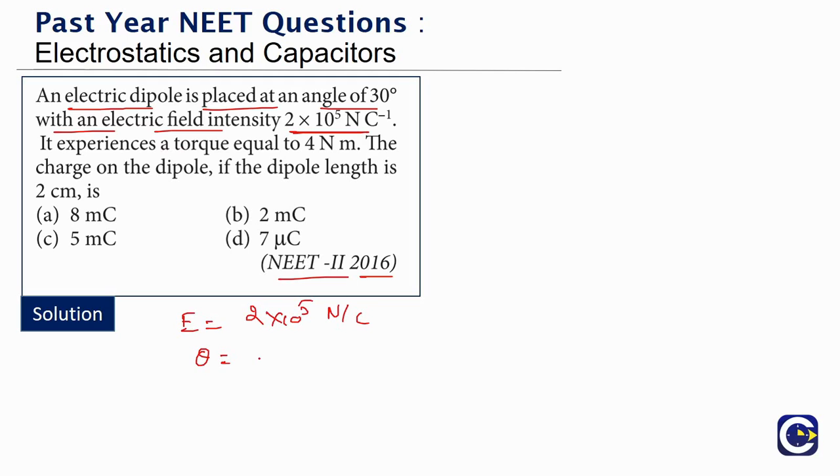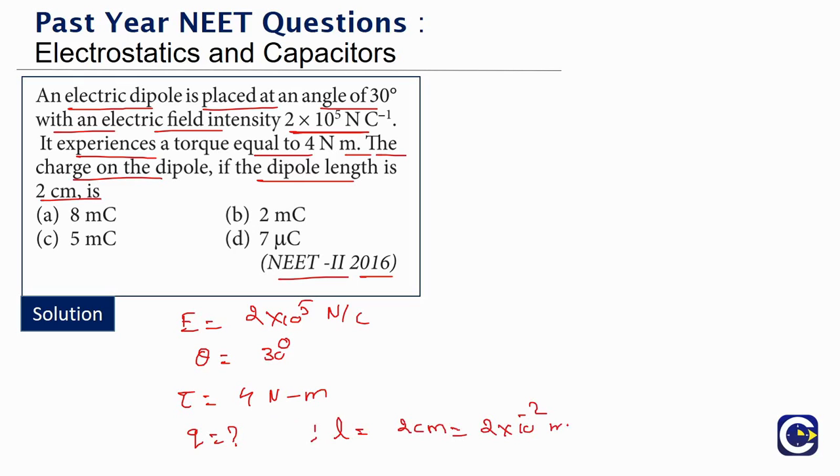And the angle between the dipole and the electric field is 30 degrees. It experiences a torque which is equal to 4 Newton meter. Means they are giving us the torque value also. What is it? 4 Newton meter. The charge on the dipole, if the dipole length is 2 centimeter, means we have to find what is the charge on the dipole. They are saying the length of the dipole is 2 centimeter. In terms of SI unit, what is it going to be? 2 into 10 power minus 2 meter.